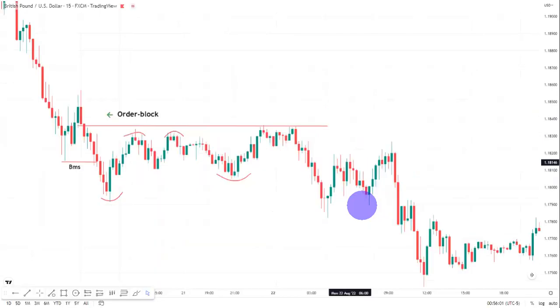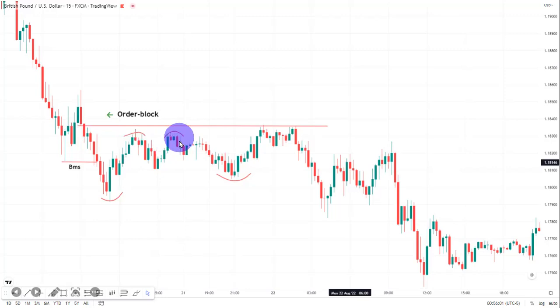And here is another example of that, the inducement and the order block. Here we have a break structure to the downside. If we look very closely, we have a fair value gap here. I've explained what that is already. Now we have the market making a swing high right here, another swing high.